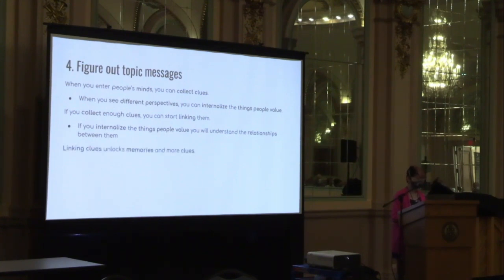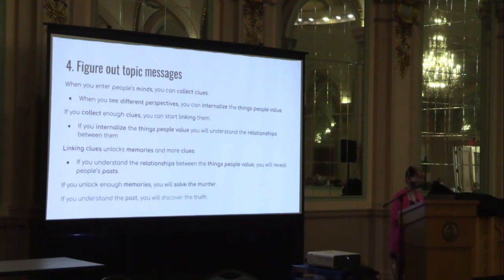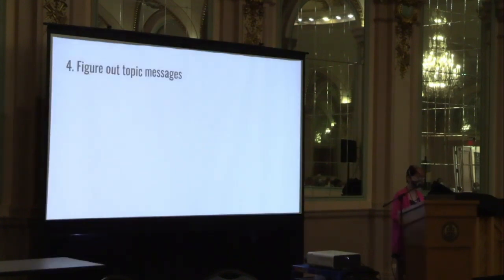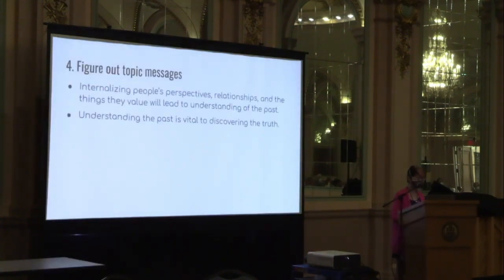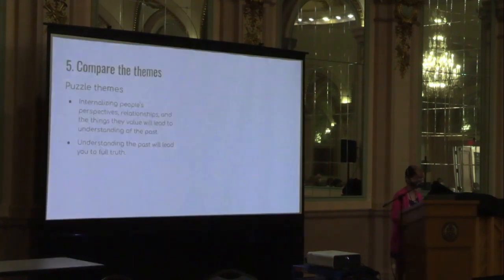Linking clues unlocks memories and more clues, i.e. if you understand the relationships between things people value, you will reveal people's pasts. If you unlock enough memories, you will solve the murder, i.e. if you understand the past, you will discover the truth. In the end, I synthesized and summed them up as, well, what I described from the beginning. But I hope you can see how I got here via the previous steps, one by one.